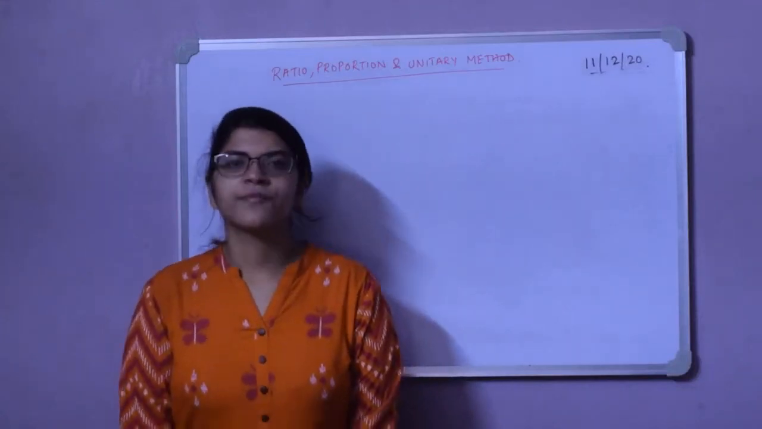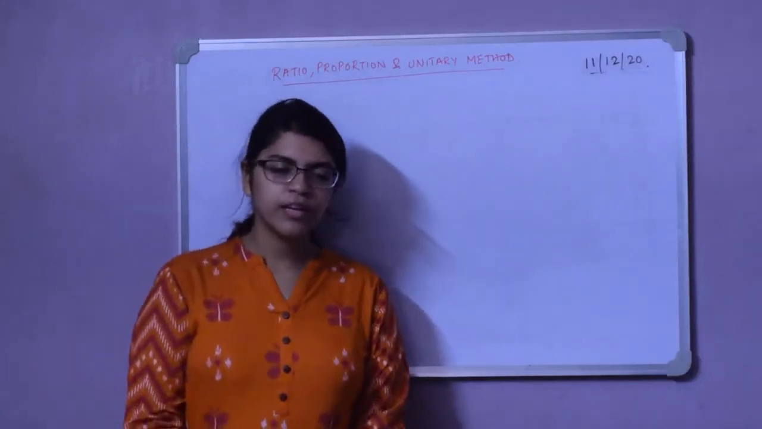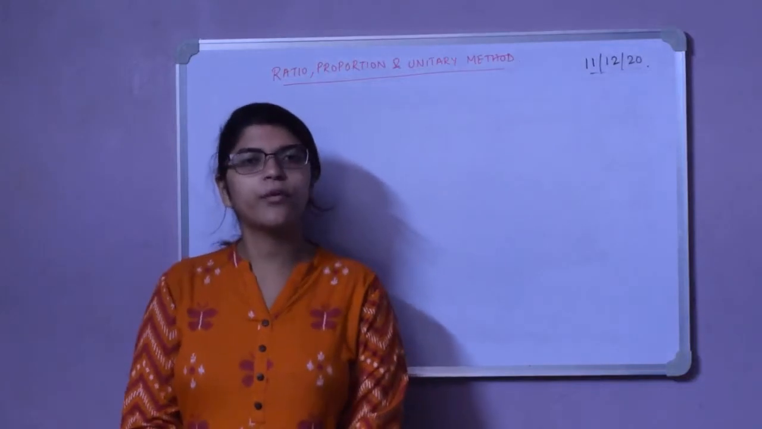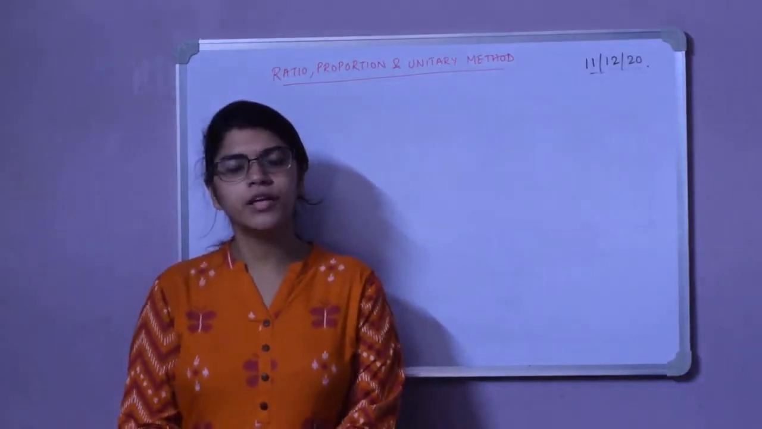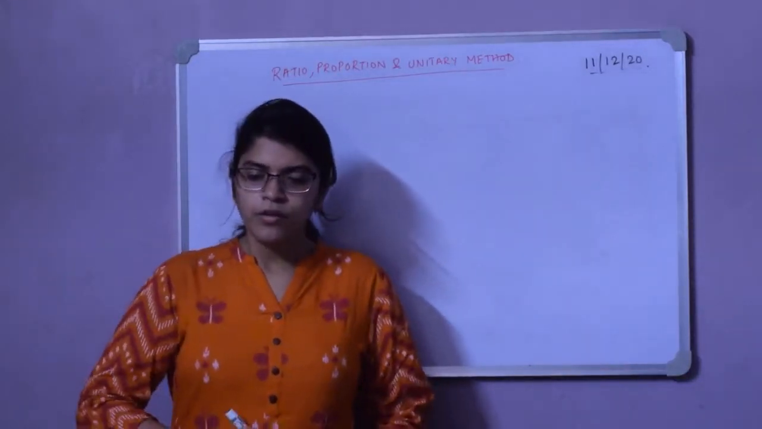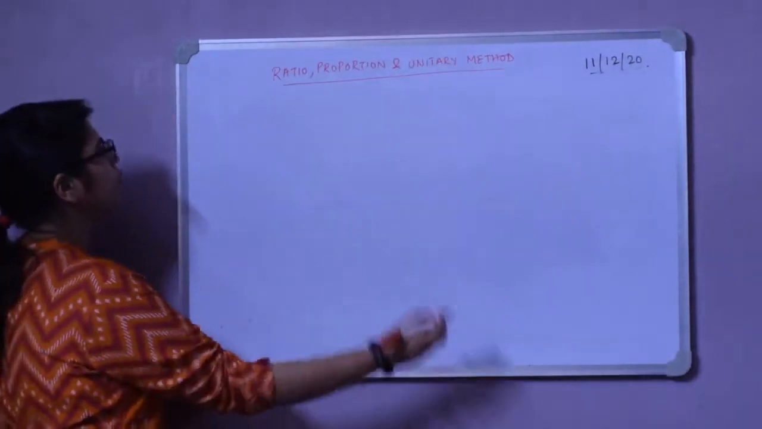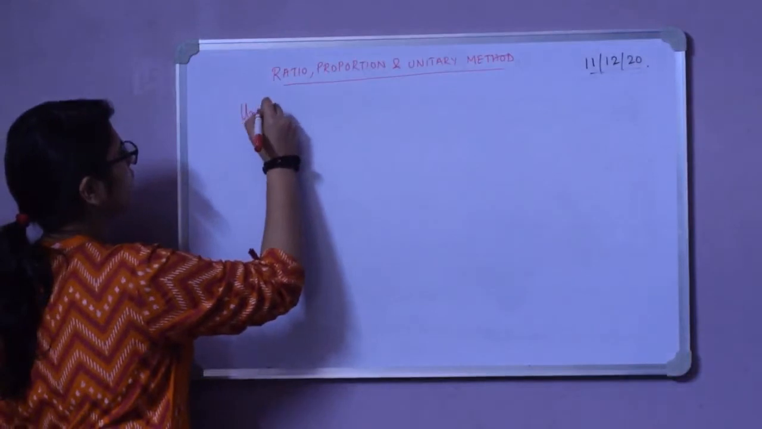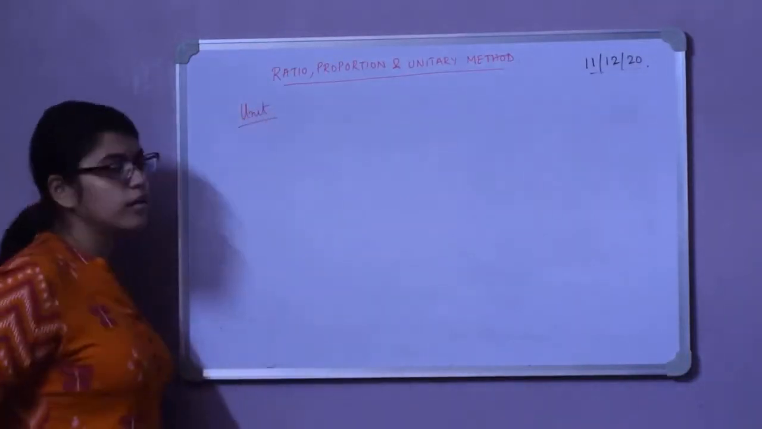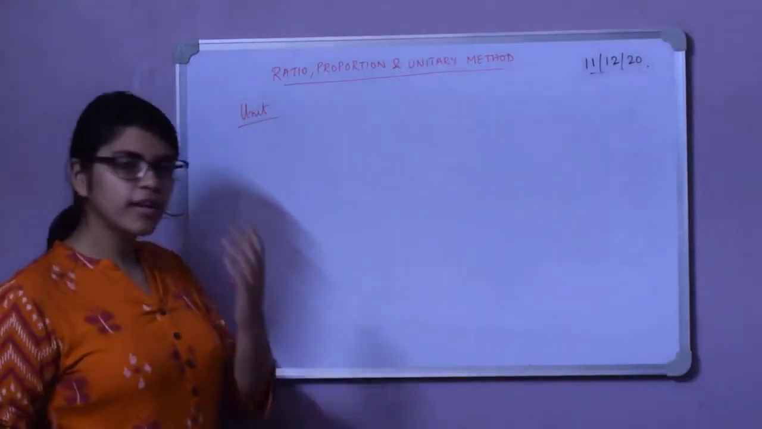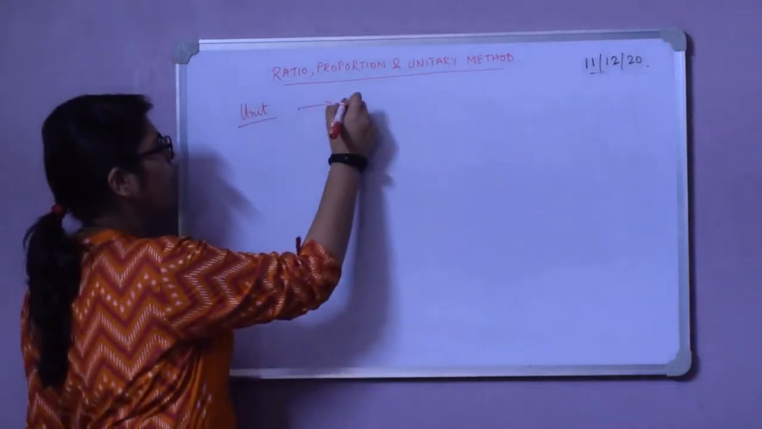Hello students, today we will learn the unitary method from the chapter Ratio, Proportion and Unitary Method. Unitary method means, for the unitary method we use a unit. It has come from the word unit. So what is a unit? Unit means always one.